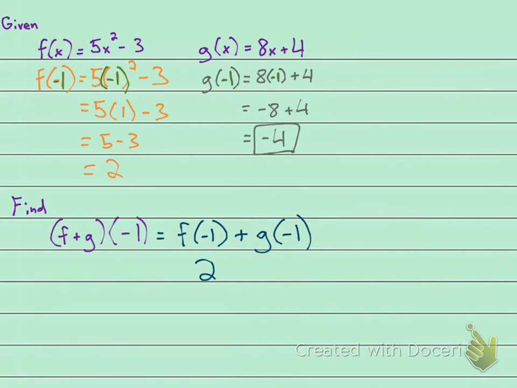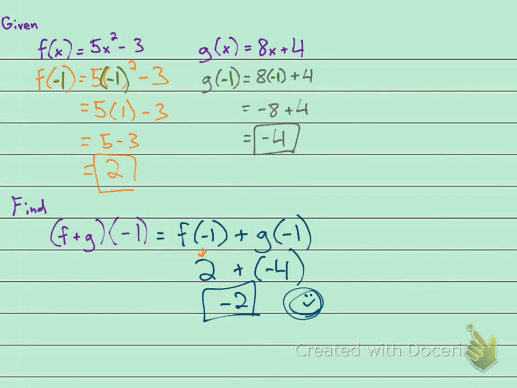And this thing is going to go right here where this is. Okay, just like this one went right here. It's the whole thing. So the f of -1 is 2 plus the g of -1, which is -4. And 2 plus -4, you can use your calculator for that, is -2.